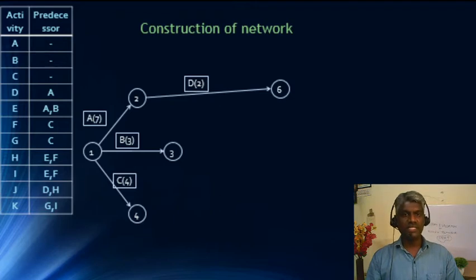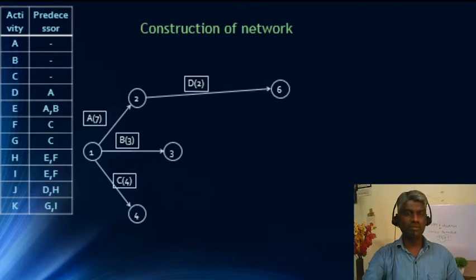And the next activity E, for E there are 2 predecessors, A and B. So we have to start E from the node where A and B end. But in our case, if you look at these nodes, A is ending in a particular node and B is ending in a particular node. And for E, we want these two nodes to be the same. But we cannot have that because it is a rule violation. The rule says no two activities will start from the same node and end in the same node.